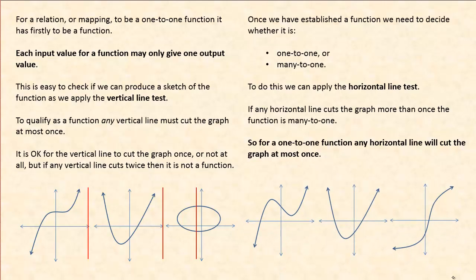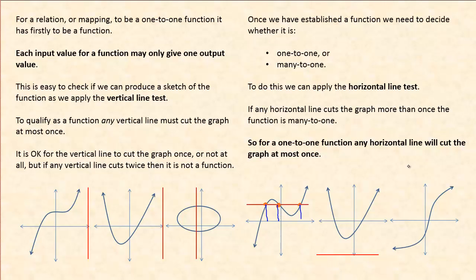So let's look at these three. So here we have a horizontal line. If we sweep it up, we can see in actual fact that at this point here it cuts 3 times. So that one is a many-to-one function. We have 3 different values of x, 3 different values in the domain that are giving us the same value in the range.